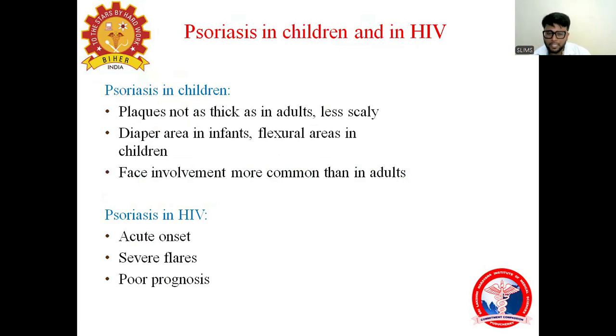Psoriasis can also occur in children. The plaques are not as thick as in adults, but less scaly. Diaper area involvement is common in infants, and facial areas in children. In adults, if the face is involved, it is a sign of an immunocompromised state. Psoriasis can occur in HIV, with acute onset, severe flares, and poor prognosis.